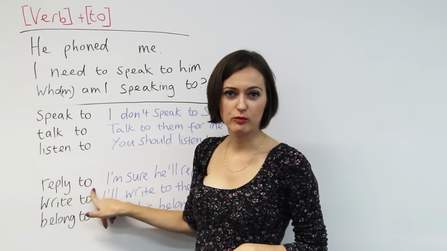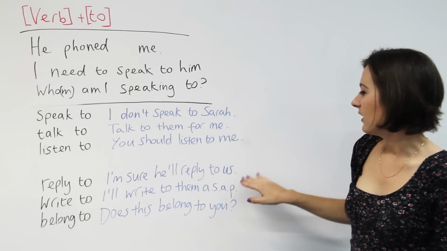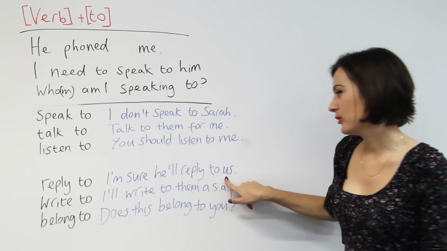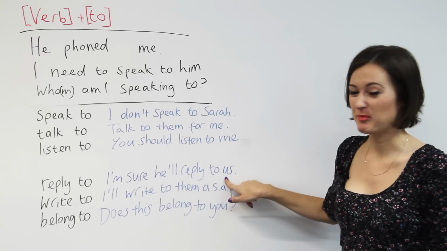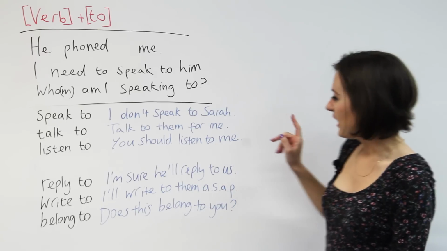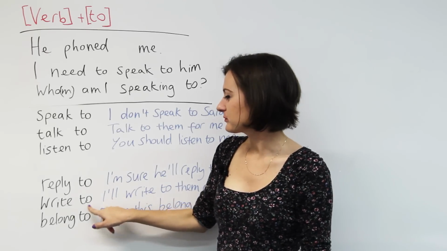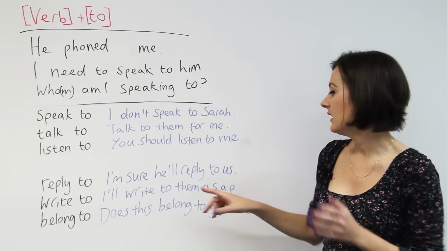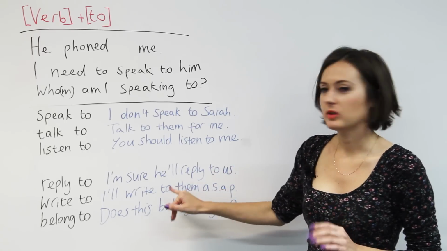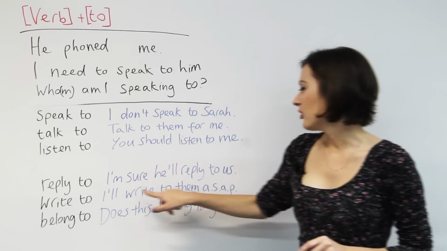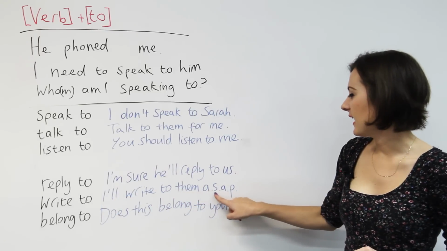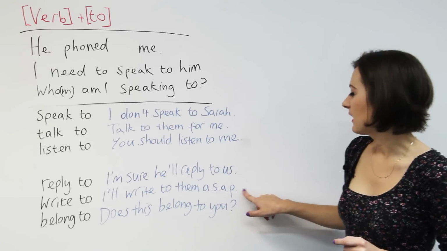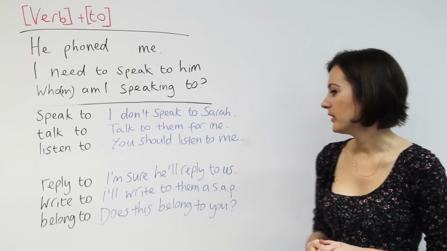But now we've got reply to. I'm sure he'll reply to us. I almost put, I'm sure he'll reply to me. And then it felt a bit personal, so I put us there. Next example, write to. You always write to someone. What I commonly hear is people not using to with this one. I'll write to them ASAP. Clever points for you if you know what that means. That means as soon as possible.